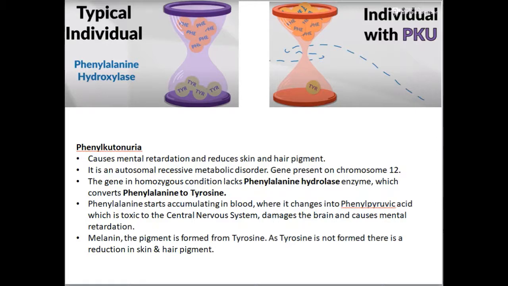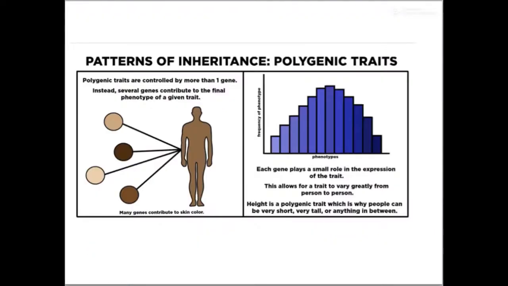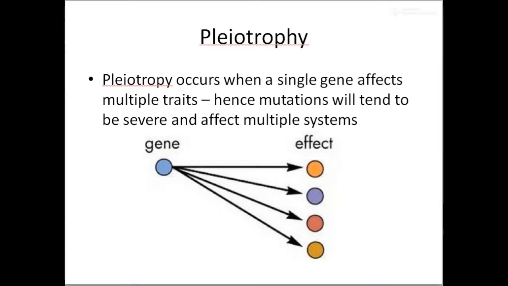I hope you got a better understanding of what is pleiotropy and what is a multiple gene. In the case of polygenic traits, various genes contribute to one particular trait, and human skin color is an example. But in the case of pleiotropy, it is just the reverse. One gene is affecting various other traits, and hence a mutation of that particular gene will cause changes in all these multiple traits which are coded by it.